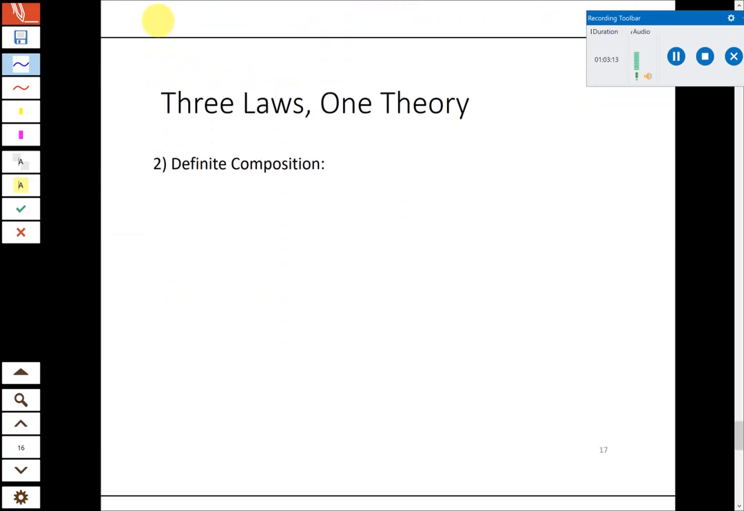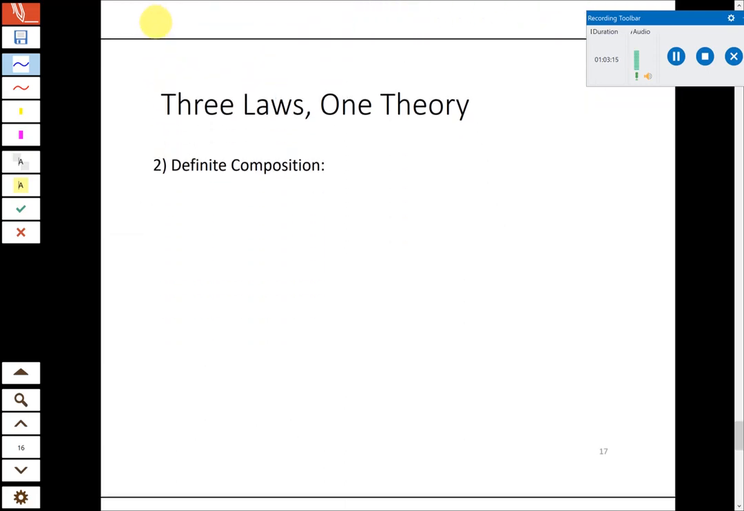Now, the second mass law that we want to cover is called the law of definite composition. This came about by careful studies of chemical compounds, and it was formulated by Joseph Proust, who's credited with it. I don't know the proper pronunciation of his name, but we don't want you to know too many of these names, though a few of them are important to have in the back of your mind.